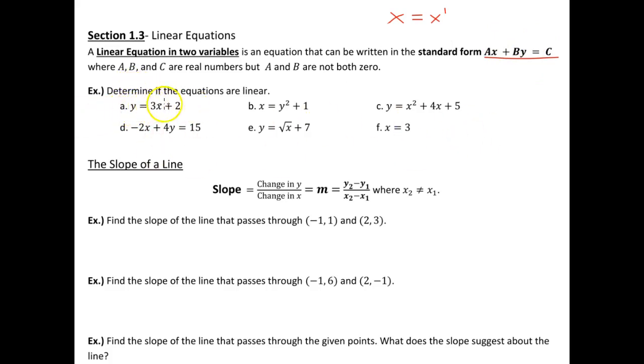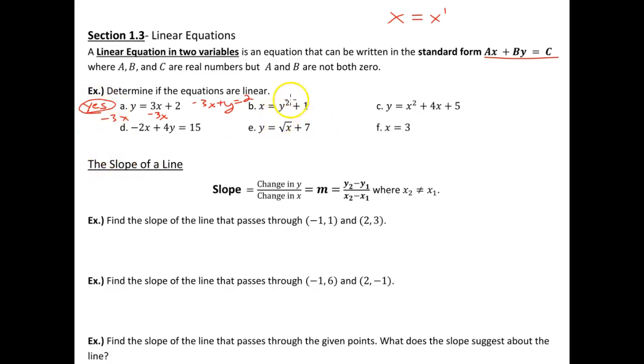I have y equals 3x plus 2. I want to know, is it linear? Can I write it in that form? Yeah, I could. I could subtract 3x from both sides, and then it would be in that standard form. It'd be negative 3x plus y equals 2. So because I can write it in that form, this is linear. So yes, A is linear.